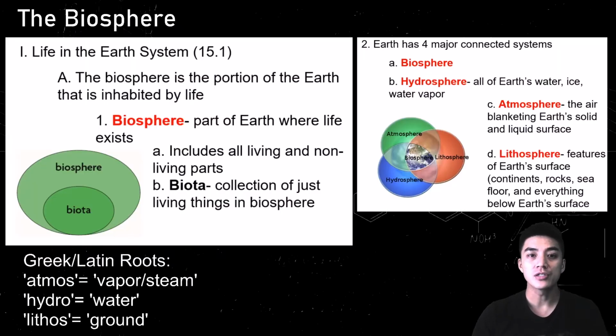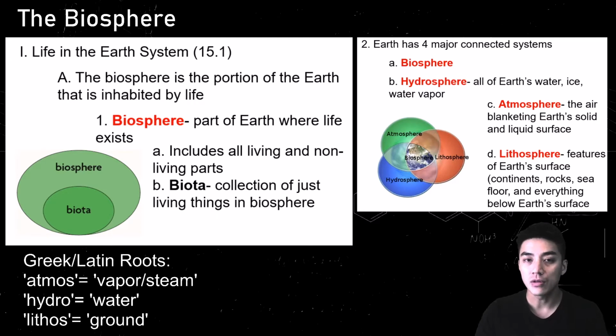Earth has 4 major connected systems, and if you know your Greek and Latin roots, you can figure out what they are. The biosphere, bio means life, so this encompasses all living things on Earth. Hydro means water, so the hydrosphere includes all the Earth's oceans, lakes, streams, and rivers, including the ice caps. Atmosphere, the root atmos means vapor or steam, so this means all the air that makes up the Earth's atmosphere, things like carbon dioxide, oxygen, and nitrogen.